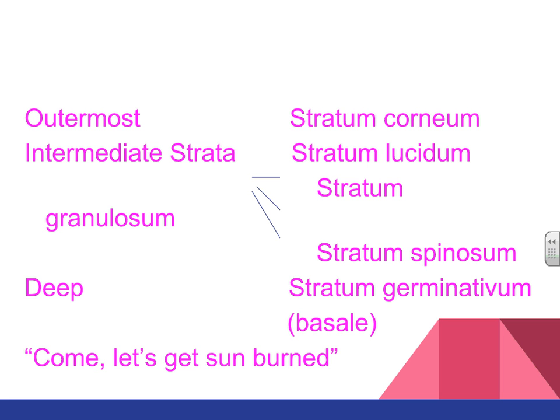Shouldn't take long. So the outermost layer, stratum corneum, the three intermediate strata, the lucidum, the granulosum, and the spinosum, and the deepest layer, the germinativum or basale. Come, let's get sunburned. Which is not really a good idea. It's not good for you. Not healthy. The one is stratum granulosum, but granulosum got pushed to the next line.